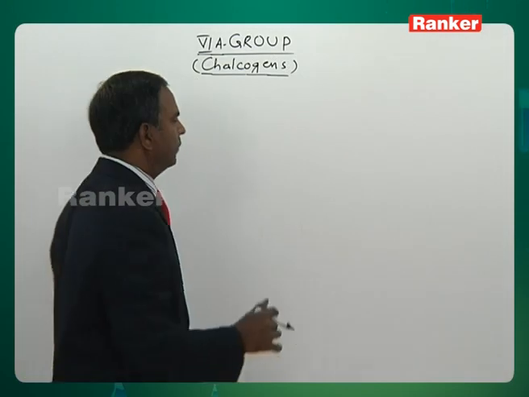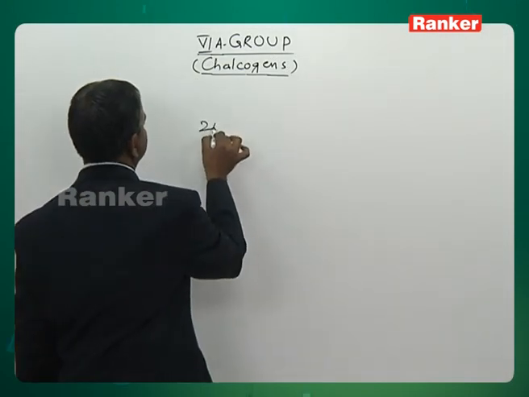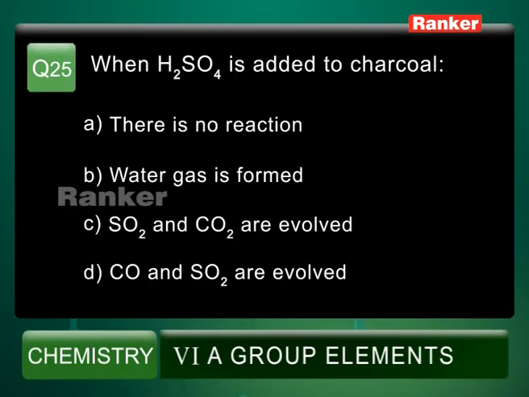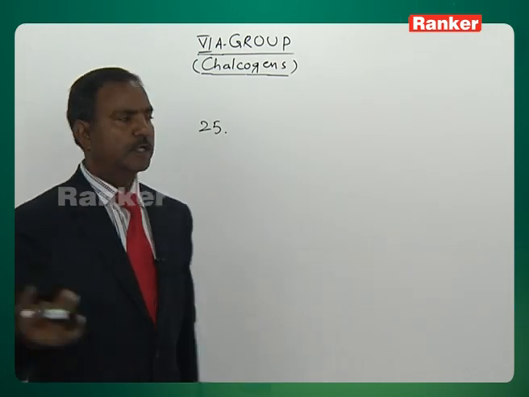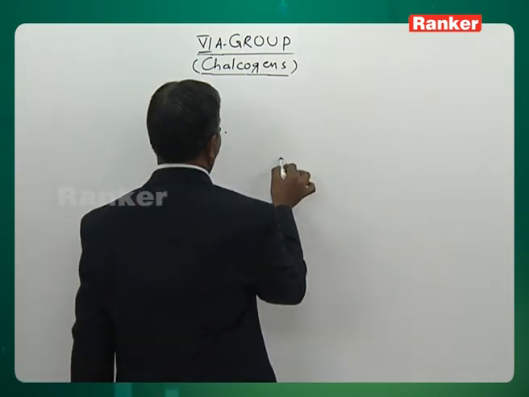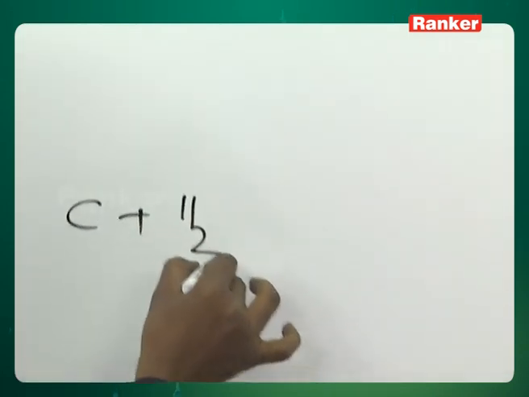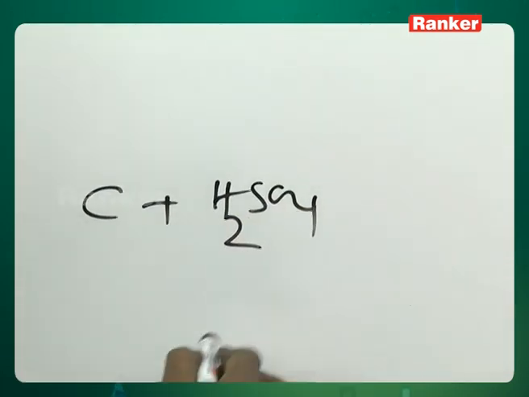Question number 25. When sulfuric acid is added to charcoal: there is no reaction, water is formed, SO2 and CO2 are evolved, or CO and SO2 are evolved. What actually happens with sulfuric acid and charcoal? Take the carbon plus sulfuric acid reaction.